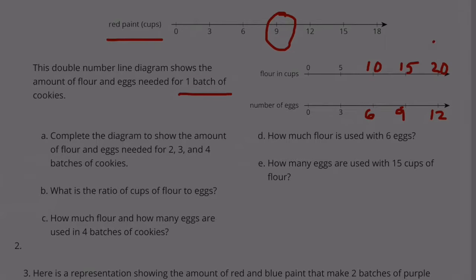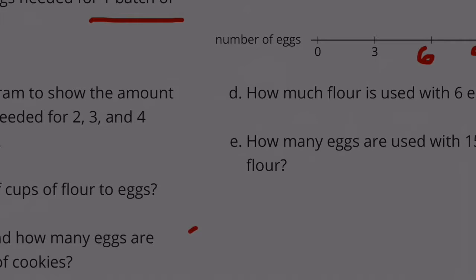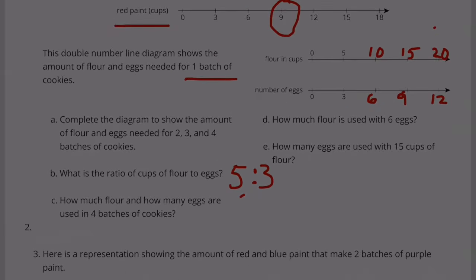B. What is the ratio of cups of flour to eggs? There's 5 cups of flour to 3 cups of eggs. C. How much flour and how many eggs are used in 4 batches of cookies? 1, 2, 3, 4. There's 20 cups of flour and 12 eggs used in 4 batches of cookies. So the ratio is 20 to 12.